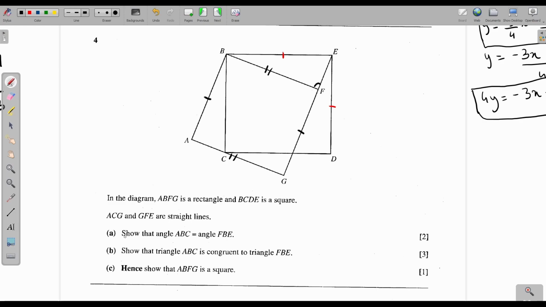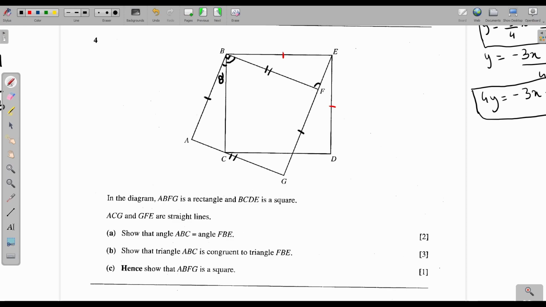All right, show that the angle ABC, so this angle, is equal to FBE, this angle. So how we do that is, first, let's just call this angle theta so we can refer to it. Now, we know that this is a square, so it'll be a right angle here. It'll be 90.